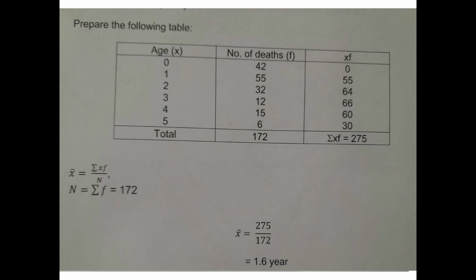So what is sigma xf here? All the xf values we have to add up. Then you will get sigma xf, the total of xf, that is 275. Then we apply this to the problem. That is x bar is equal to sigma xf by capital N. Here N is equal to sigma f, the total frequency, that is 172. So x bar is equal to 275 divided by 172, that is 1.6. This is the average age.